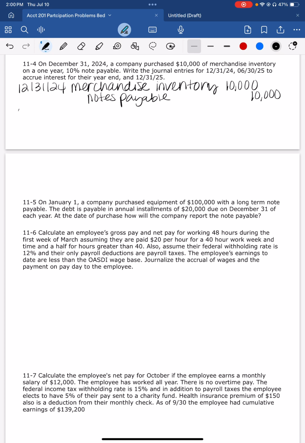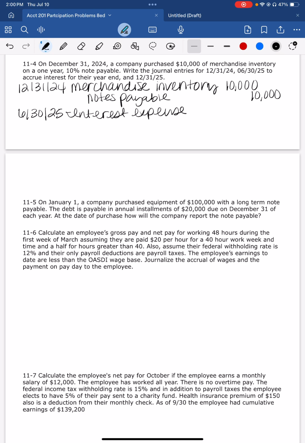Okay, so now it is 6 months later, and we are accruing interest that will be due in the next 6 months. So when we accrue it, that means we know about it, we just hadn't paid it yet. So we're going to go ahead and book it to interest expense.